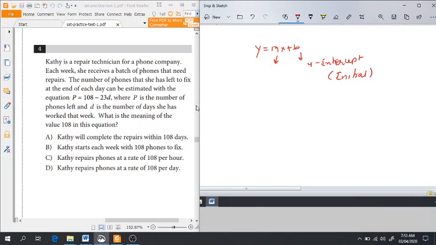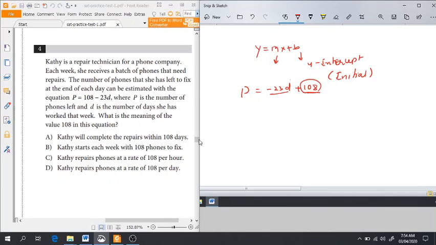So if you rearrange the given expression, P equals -23D plus 108. So what is this 108 actually representing? This 108 represents the initial value, or the initial number of phones she is assigned for the week. So let's go to the options here. Kathy will complete the repairs within 108 days. No, because D is the day here; when the value of D is 0, for 0 days, initially she had this many phones. So Kathy starts each week with 108 phones to fix.